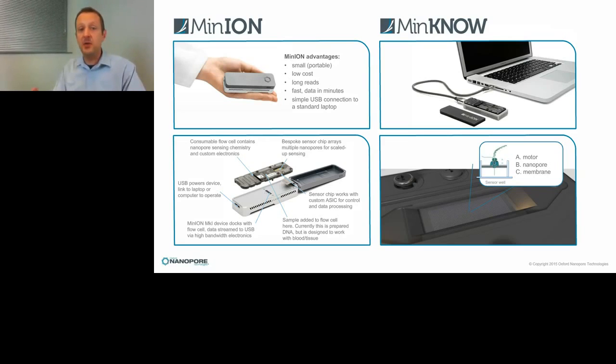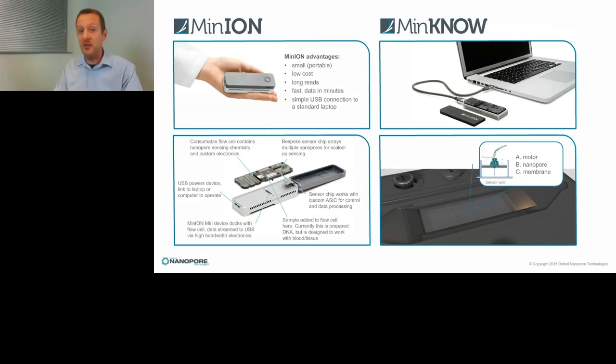This contains the pores and the membranes where the library is loaded. Underneath the flow cell, we have a custom application-specific integrated circuit, or ASIC. This is what controls the applied potential, and this is how the electrical currents are measured. The rest of the device consists of various bits of electronics and a fan to keep everything cool.